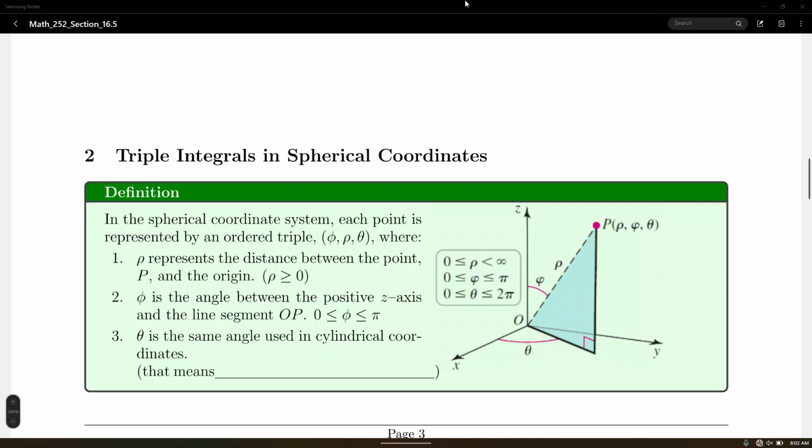So for triple integrals in spherical coordinates, first of all, we need to describe what a spherical coordinate system looks like. This one is going to be a bit more elaborate than polar or its 3D version, which is the cylindrical.